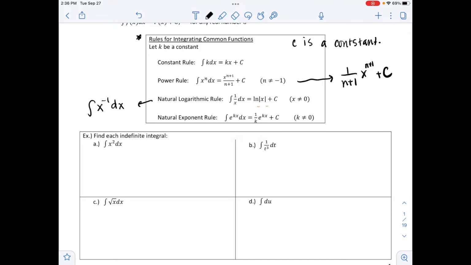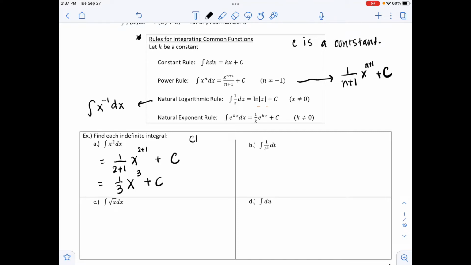So right below this we have an example. The example says find each indefinite integral, and so the first one that we have is the integral of x to the second dx. To do this, what we're going to do is divide by 2 plus 1, and I am going to write this out a little bit more using our power rule. Then x to the 2 plus 1 power, and then plus our constant. So 1 over 3 x to the third plus c.